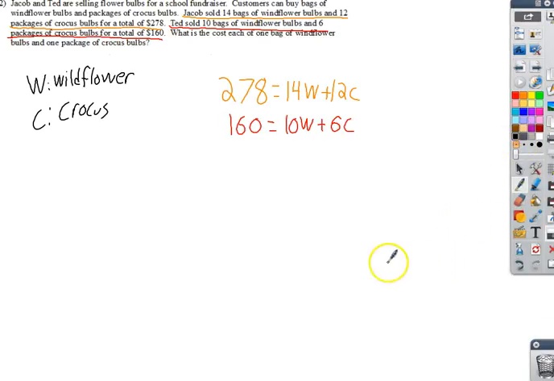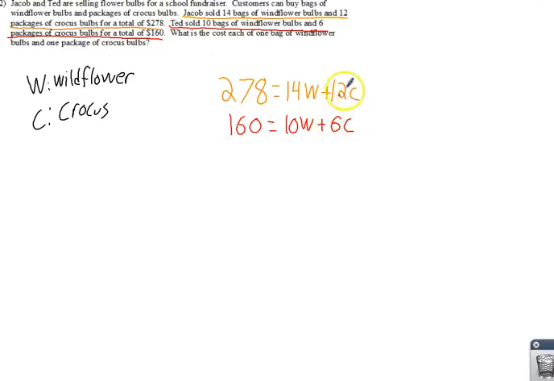Now, when I do this, I want to make the C's look alike. You can clearly see here, oh, wait a minute. If I multiply this one by a -2, I've got what I need, which would be glorious. So the top equation doesn't change whatsoever. The bottom equation, however, will change. Multiplying by a -2.